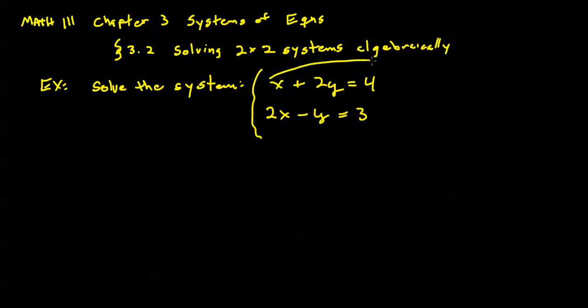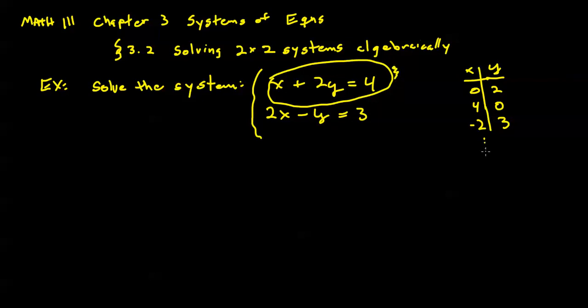Basically, we know that if we were to graph this equation in the xy plane, we would get a line. Let's see if we can graph it. I'll make a table of values and say when x plus 2y equals 4, I can get the following solutions. When x is 0, y is 2. When x is 4, y is 0. And when x is minus 2, y is 3. All three of these points solve this first equation, and of course we can go on forever.